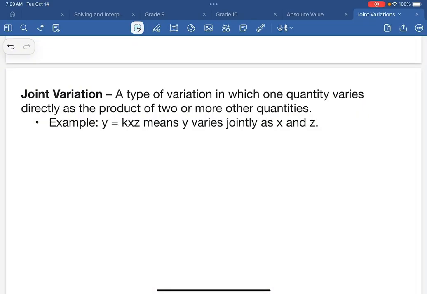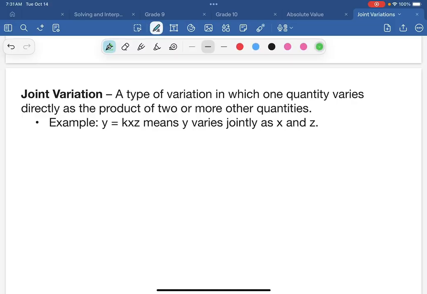To define, joint variation is a type of variation in which one quantity varies directly as a product of two or more other quantities. And the equation or formula for joint variation is y equals k x z, or it is read properly as y varies jointly as x and z.